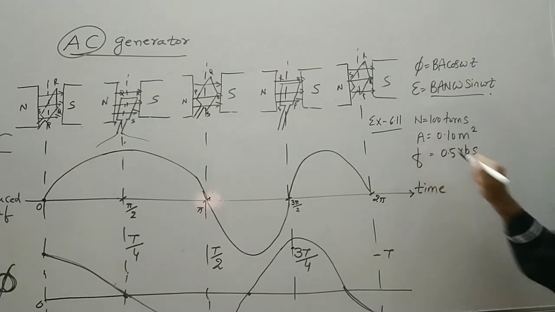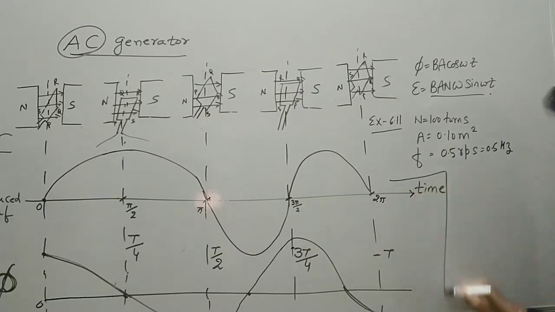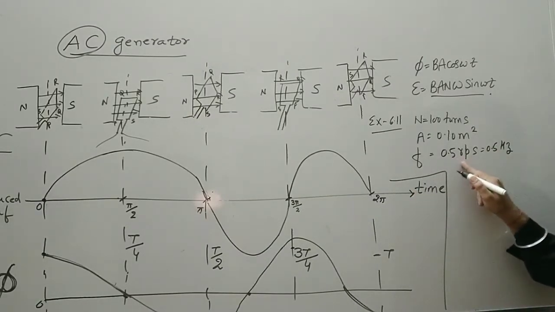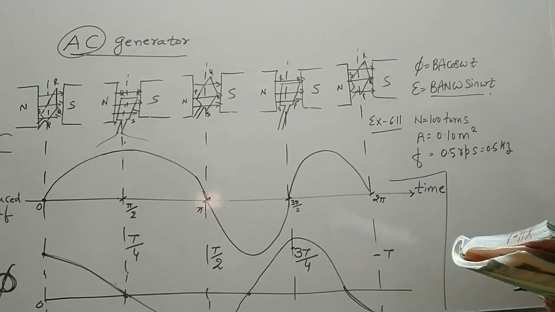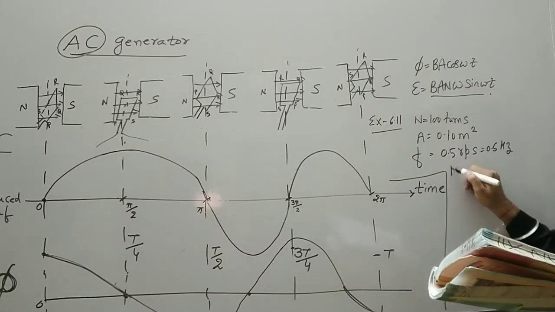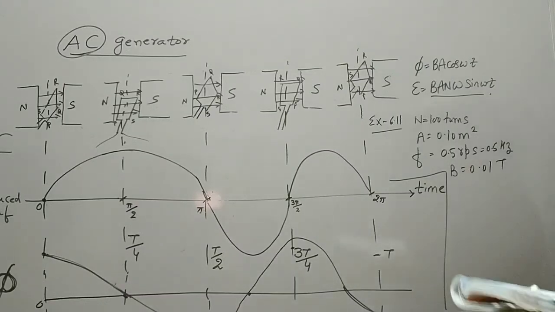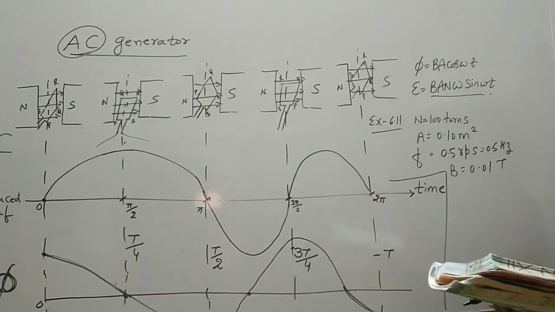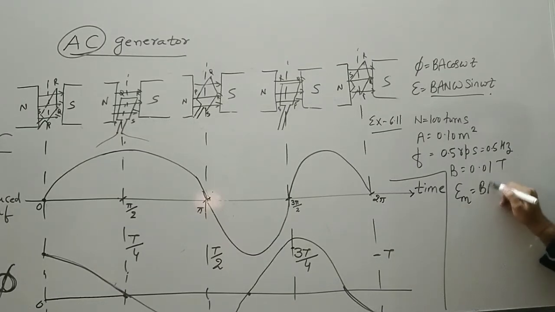So it is nothing but a frequency. It can also be written as 0.5 Hertz. So in 1 second, the rotation is 0.5. And it is placed in a magnetic field of B equal to 0.1 Tesla perpendicular to the axis of rotation. What is the maximum voltage generated in the coil? So the maximum EMF induced is equal to BAN omega. This is the maximum EMF induced.